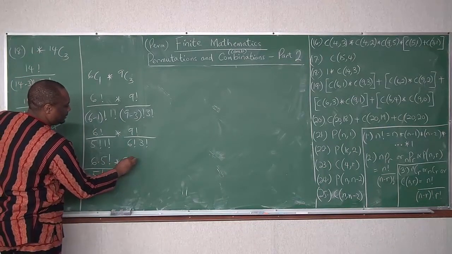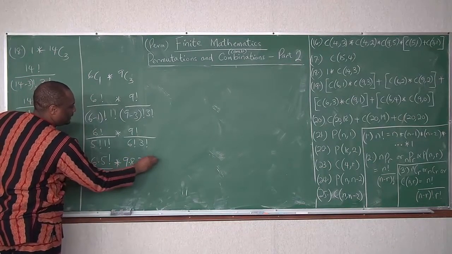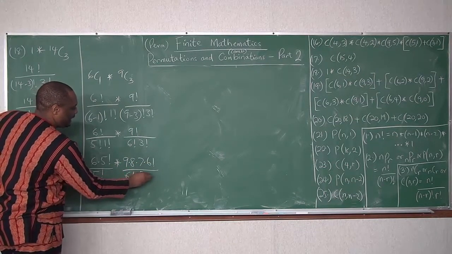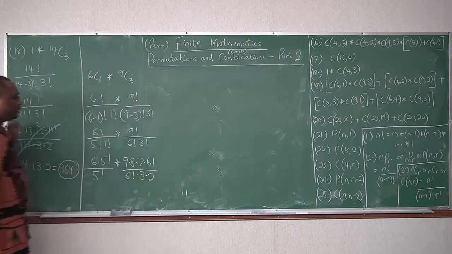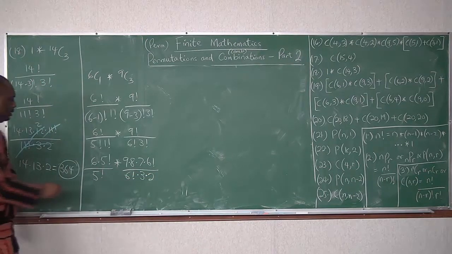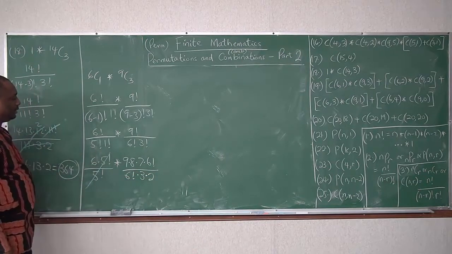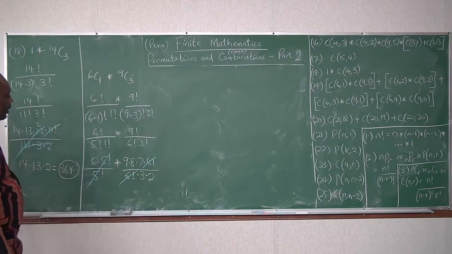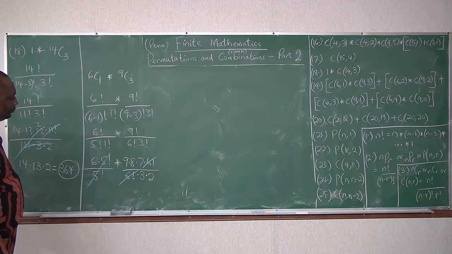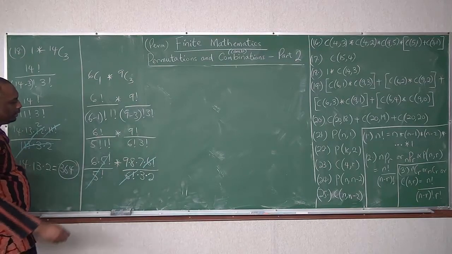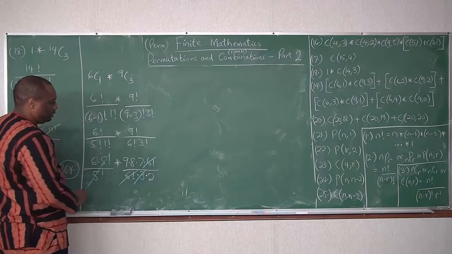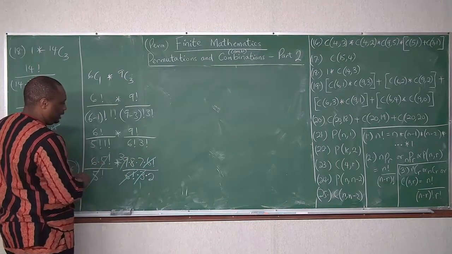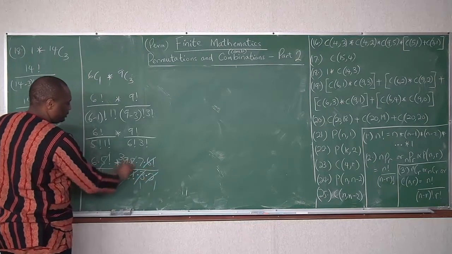9 times 8 times 7 times 6 factorial over 6 factorial times 3 times 2. Okay. Bam, that's gone. Bam, bam, that's gone. 3 and 2. 3 into 3 is 1. 3 into 9 is 3. Then 2 into 2 is 1. 2 into 8 is 4.